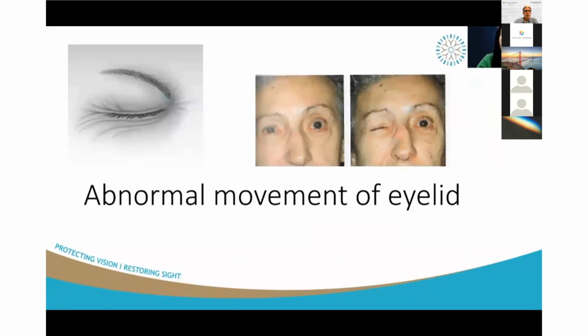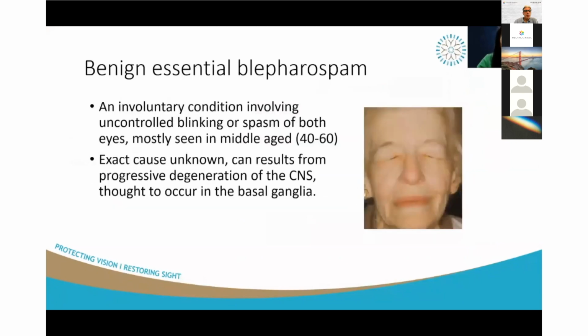Another condition: abnormal movement of the eyelids. Benign essential blepharospasm is an involuntary condition involving uncontrolled blinking or spasm of both eyes, mostly seen in middle age, 40 to 60 years old. The exact cause is unknown, but it can result from progressive degeneration of the central nervous system, thought to occur in the basal ganglia.